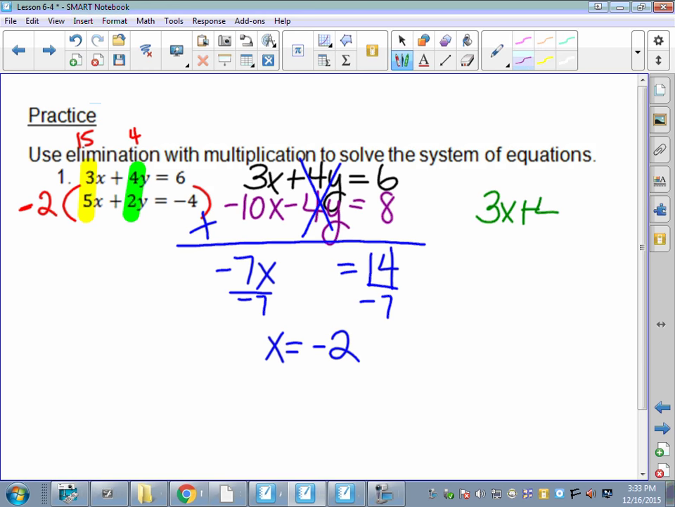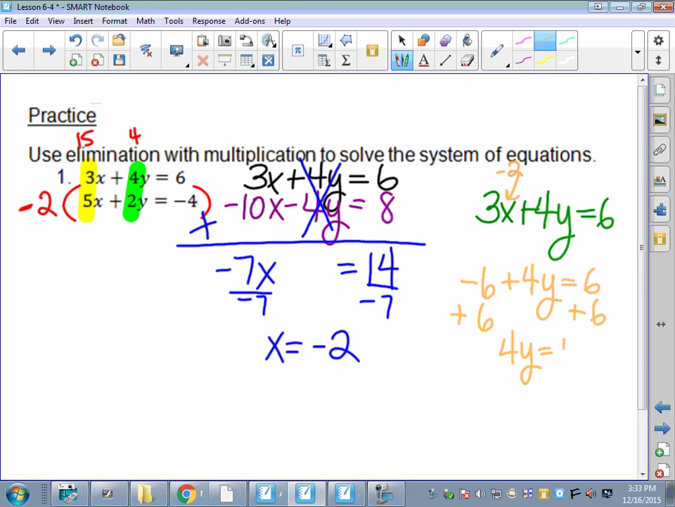3x plus 4y equals 6. I know the value of x is negative 2, so I'm going to substitute that in there. So I'm going to have negative 6 plus 4y equals 6. Two-step equation, I'm going to add 6 to both sides. So 4y equals 12. Divide both sides by 4, and y equals 3. So my ordered pair answer for this will be negative 2 for x, 3 for y.